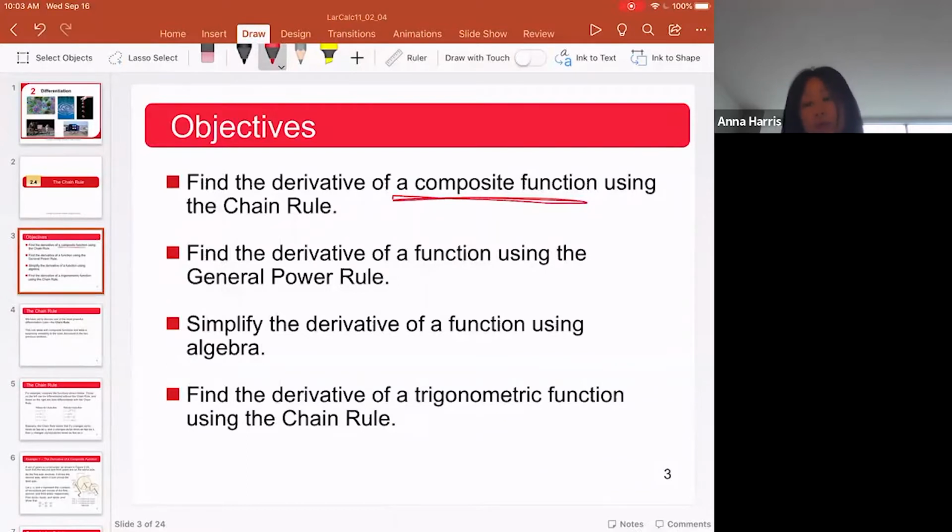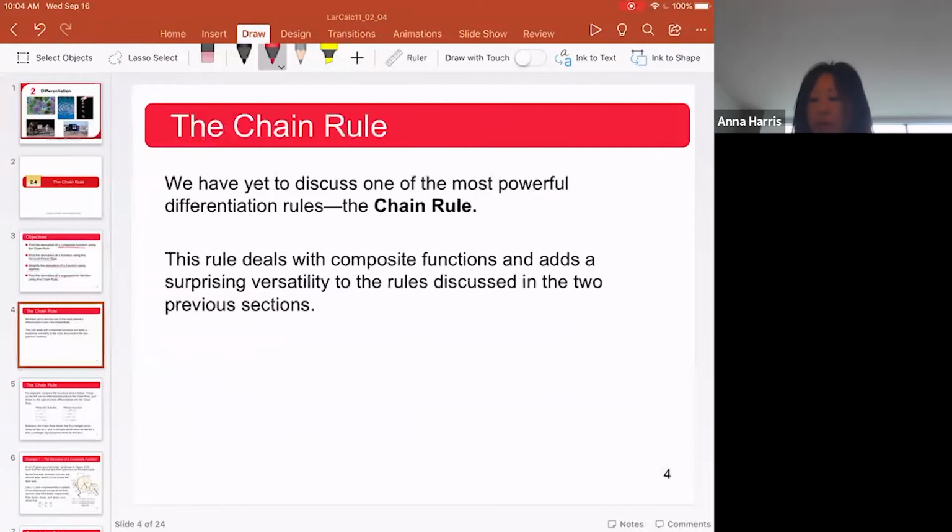using chain rule. And find the derivative of a function using the general power rule, because I'm gonna use a power rule, but it's gonna be a general power rule. Because you're gonna use a chain rule to do the power rule. Simplify the derivative using algebra. Of course, you have to use algebra to simplify everything. Find the derivative of a trigonometric function using chain rule. That's what we're gonna do today.